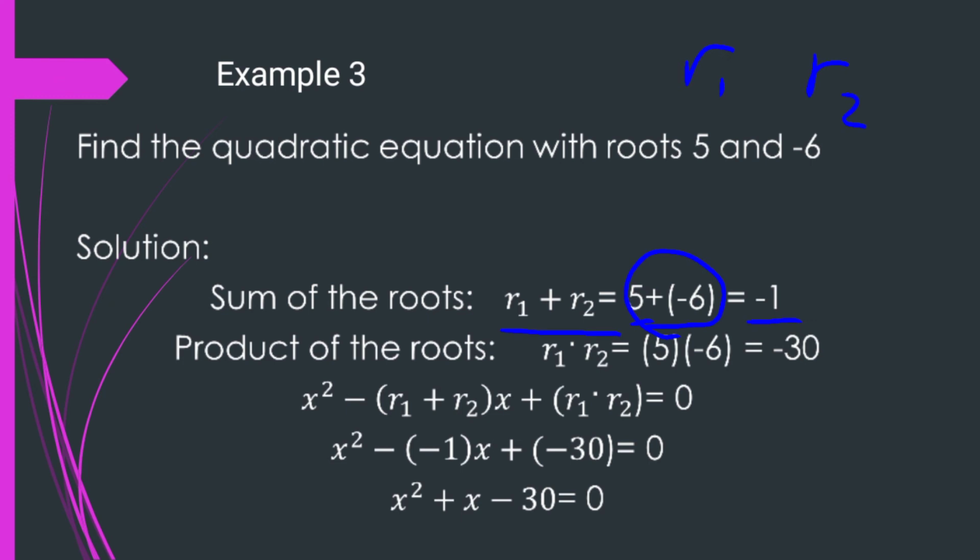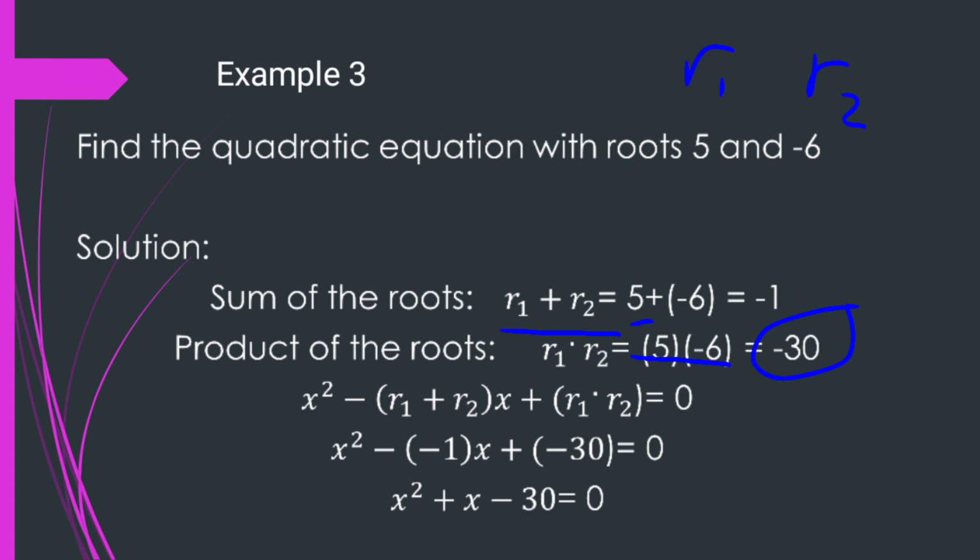So for the product of the roots, r sub 1 times r sub 2, 5 times negative 6. So 5 times negative 6 is negative 30. So again, we are going to use this form to find the quadratic equation. So, simply substitute the sum of the roots, which is negative 1, and the product of the roots, which is negative 30.